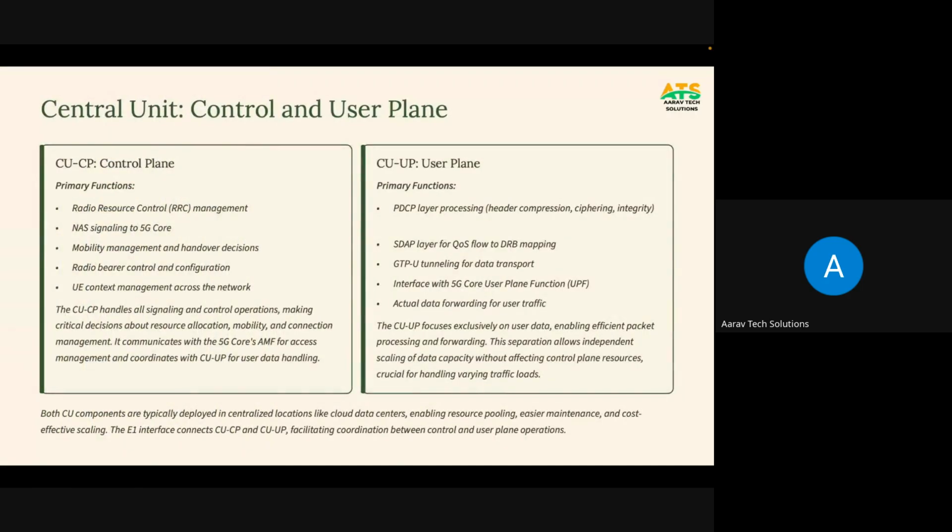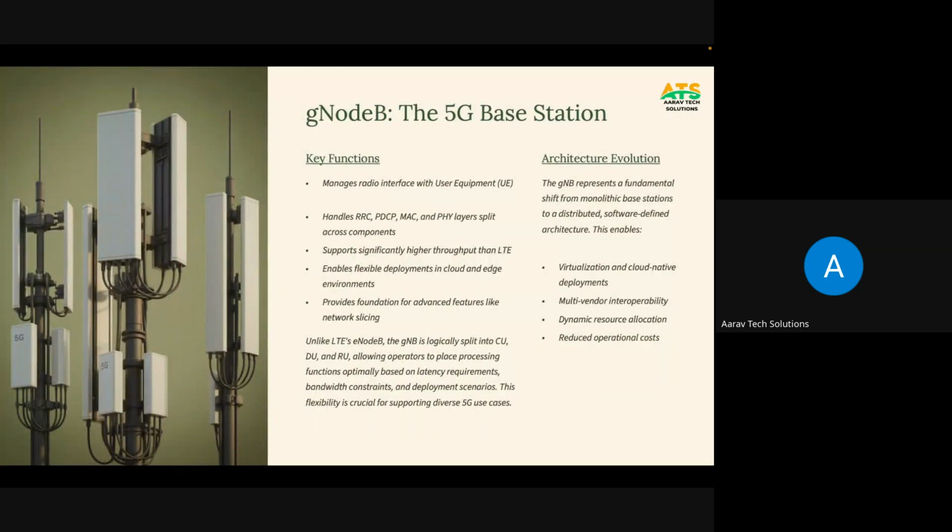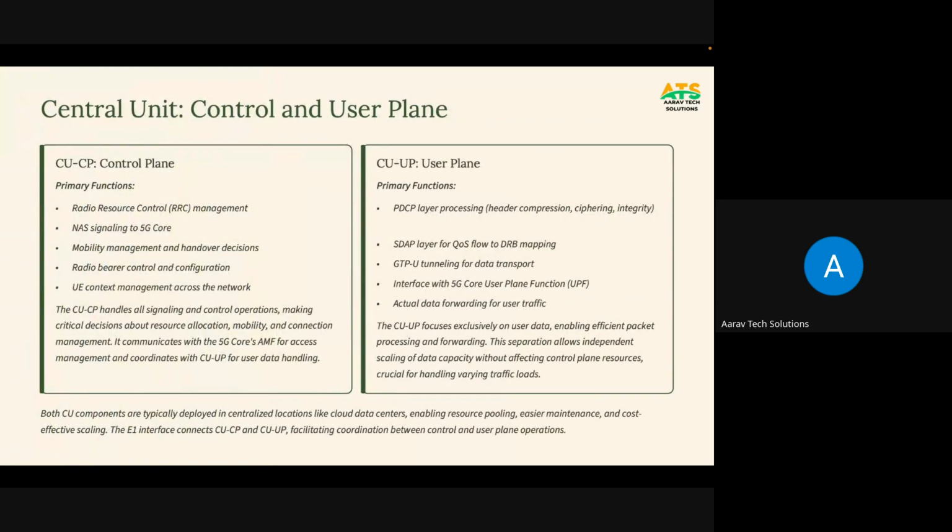Moving further, as I told, the gNodeB is split into two components, CU and DU, and the Central Unit is split into two further components. That is CU-CP, meaning Central Unit Control Plane, and another is CU-UP, Central Unit User Plane. So why are we splitting it? What are the advantages and what are the basic differences between CU-CP and CU-UP? That we will be covering in this slide.